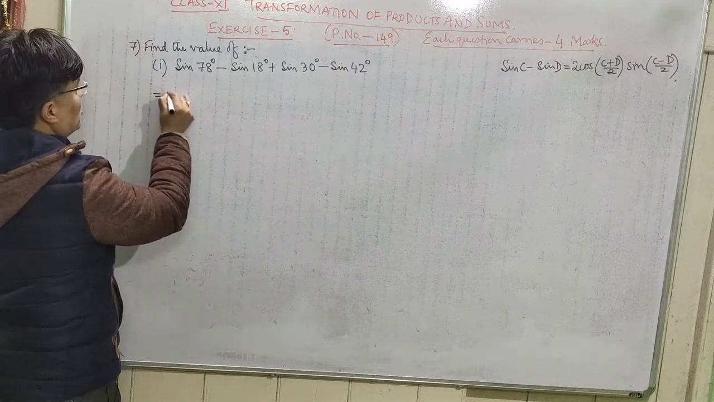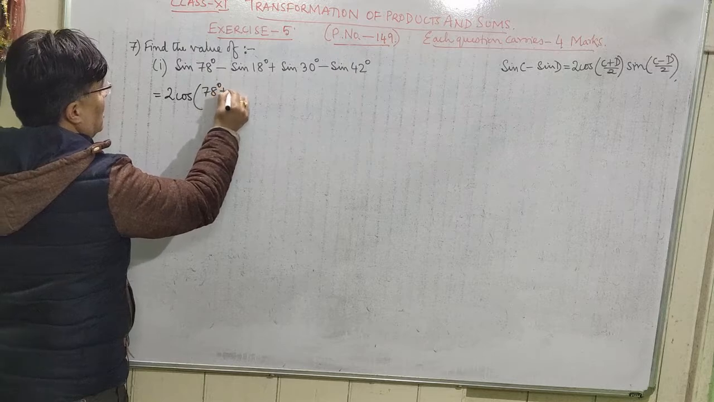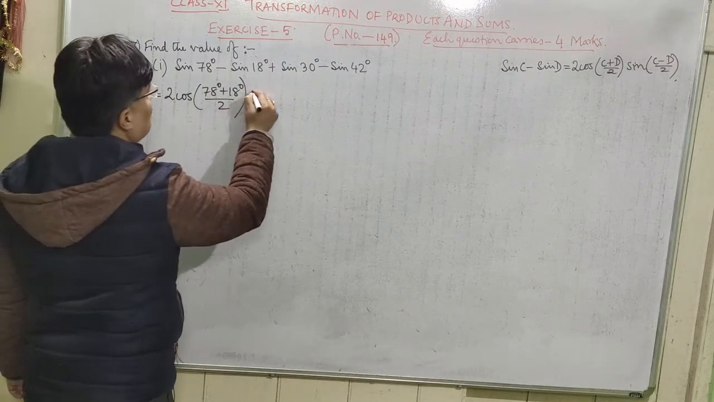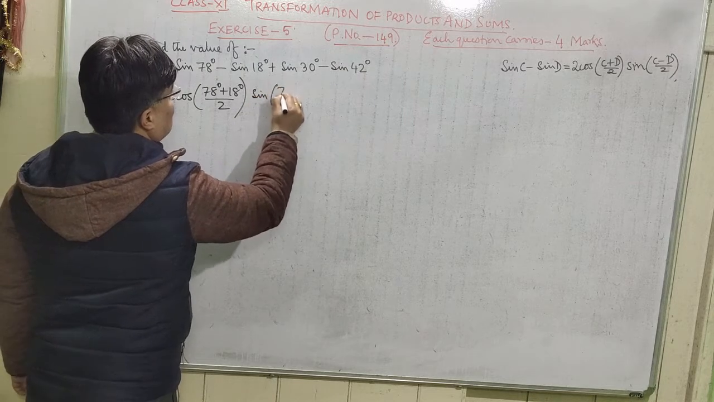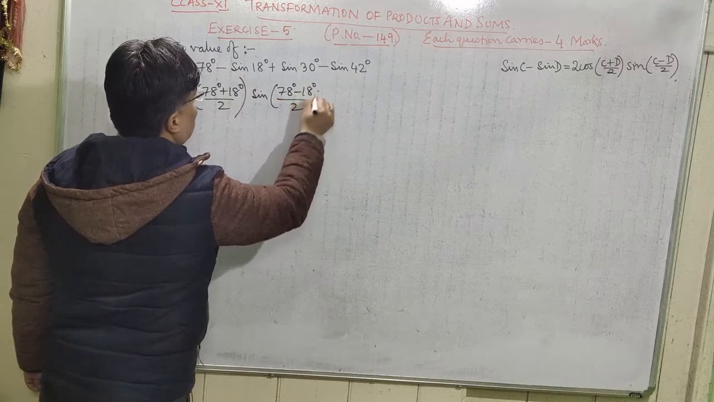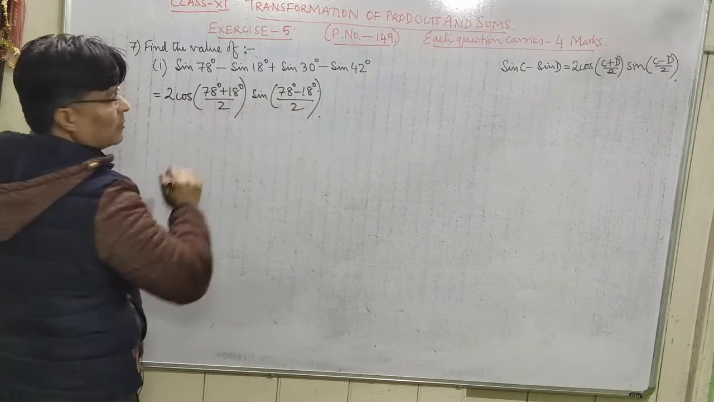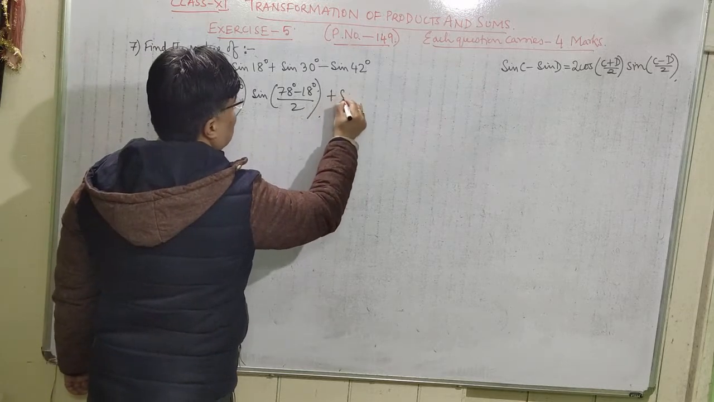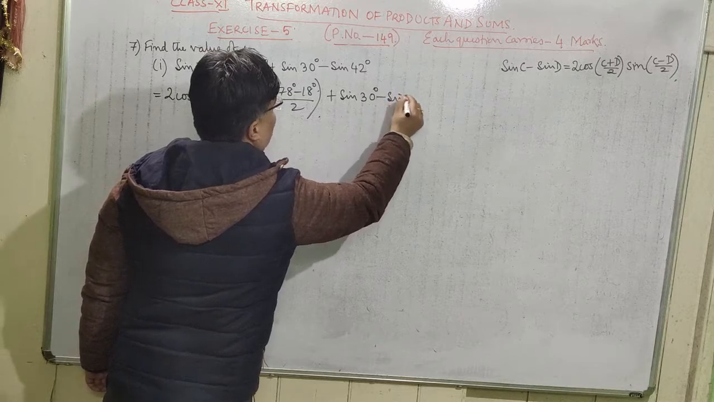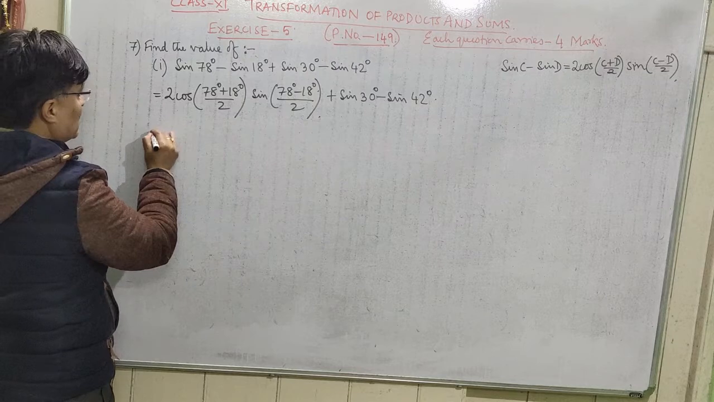So which is equal to 2 cos of C plus D by 2 into sine of C minus D by 2. That is 78 plus 18 degree divided by 2, and sine of 78 minus 18 degree divided by 2. Sine 30 degree, keep it as it is. Then minus sine 42 degree. Is that clear?